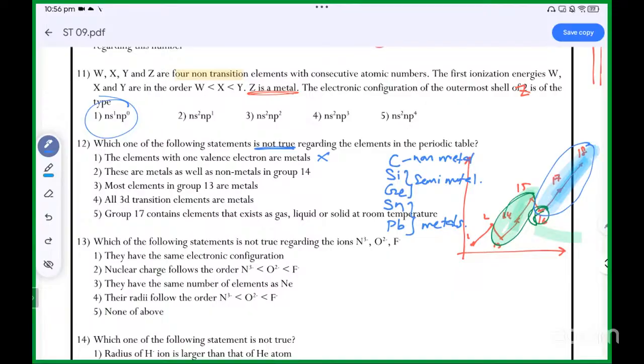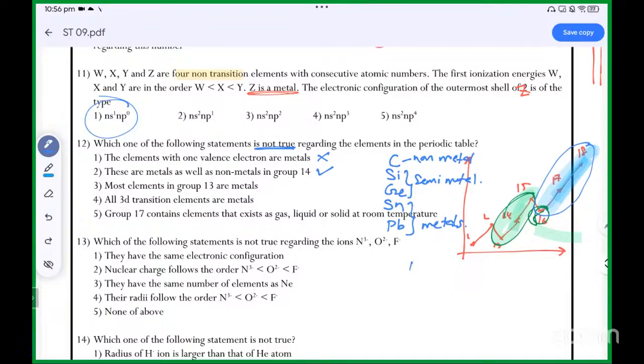Yes, that is correct. But this answer is wrong, because we have been asked about what is not true. The statement is correct, but for the question this is wrong, because we have been asked what is not true. Most elements in group 13 are metals.